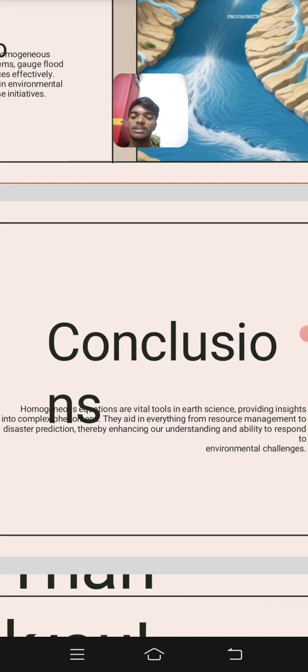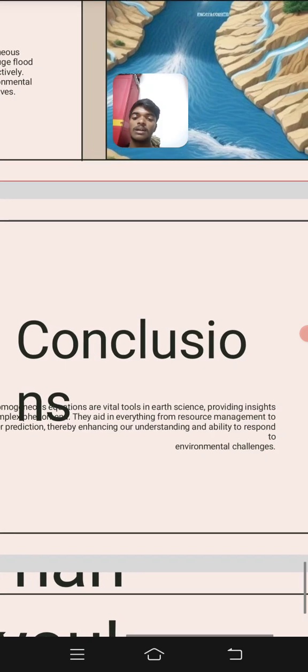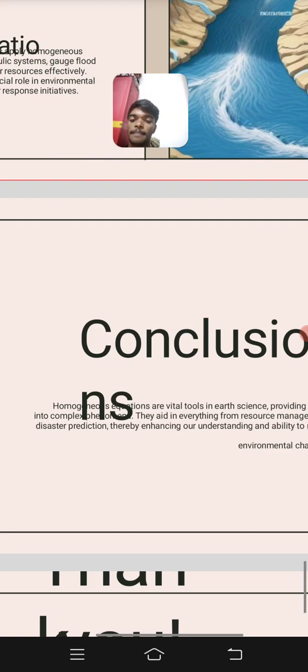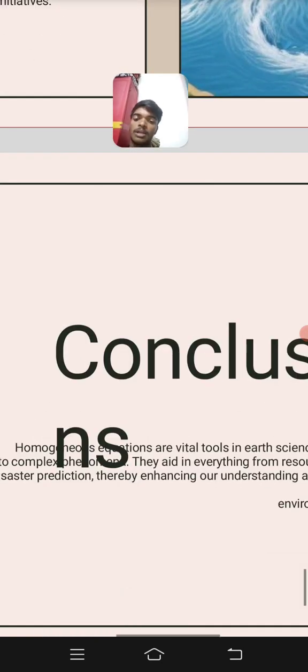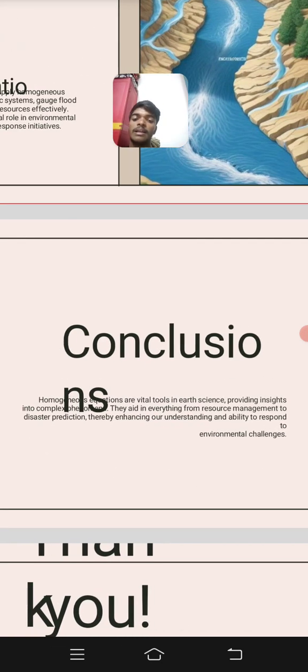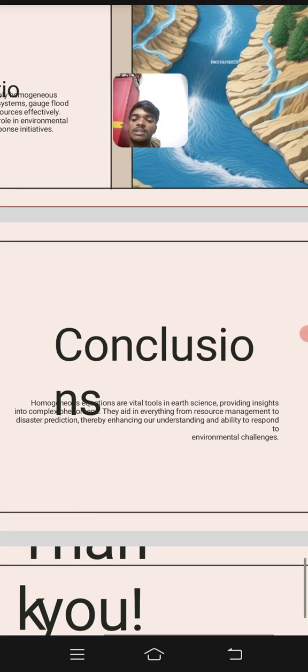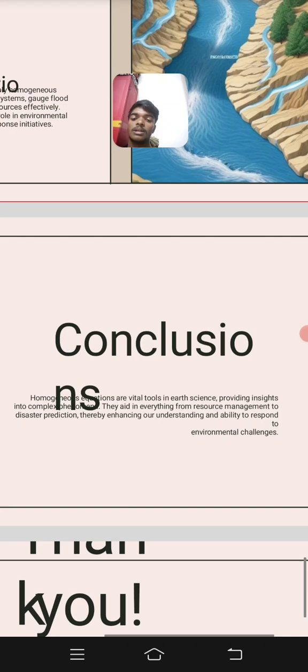Homogeneous equations are vital tools in earth science, providing insights into comprehension. They aid in everything from resource management to disaster prediction, thereby enhancing your understanding and ability to respond to environmental changes.